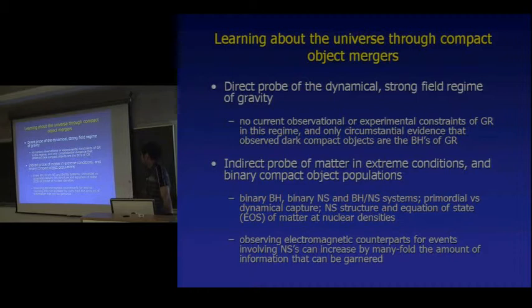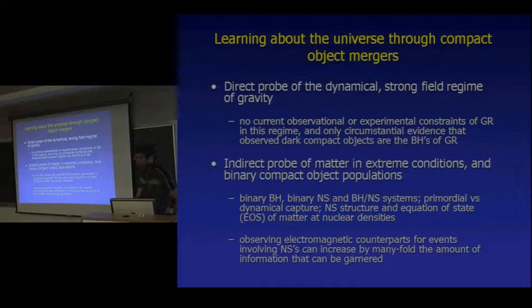At present, there's really very weak constraints from theory. There's no lab which can actually probe matter at nuclear densities, and there's weak constraints from theory because it's such a difficult problem to calculate. So we don't really know what the equation of state is, for instance, of matter at nuclear densities. And so if there's a compact object merger where there is a neutron star, there's opportunity both by observing the gravitational wave emission, and if there's some counterpart, then there's an opportunity to learn about matter in extreme conditions.